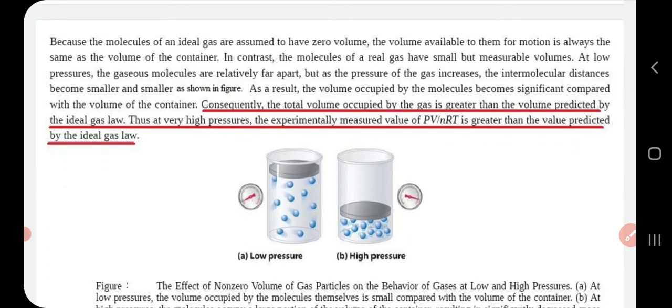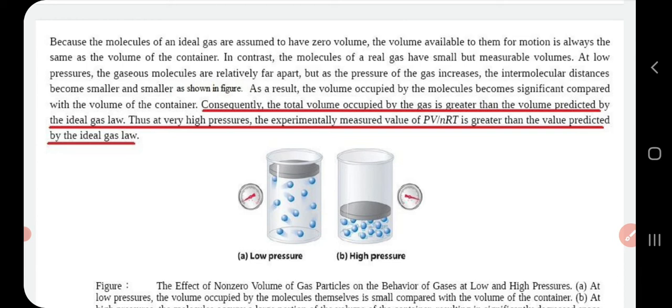Now, because molecules of an ideal gas are assumed to have zero volume, the volume available for their motion will be the same as the volume of the container. Whereas molecules of a real gas have small but measurable volume, that is, their volume is not negligible. As a result, at low temperature, the gaseous molecules are far apart.